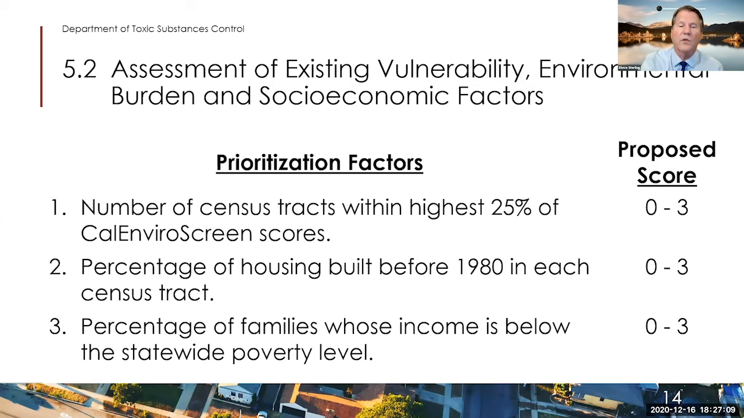The third factor in this category is the percentage of families located within 1/4 mile of a lead acid battery recycling facility whose income in the past 12 months is below the statewide poverty level. This factor attempts to use census data to identify economically disadvantaged populations because insecurity and poverty can negatively affect health outcomes, especially with children and people in vulnerable and underserved communities. Next slide, please.